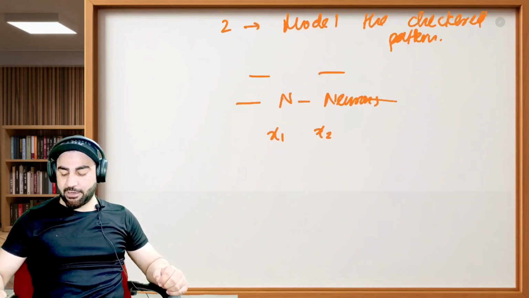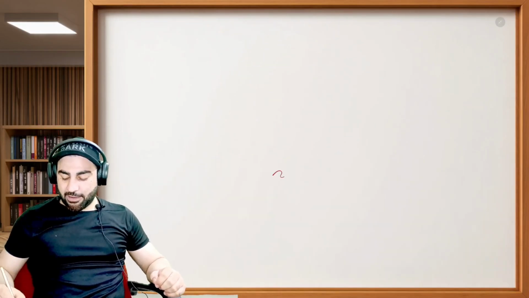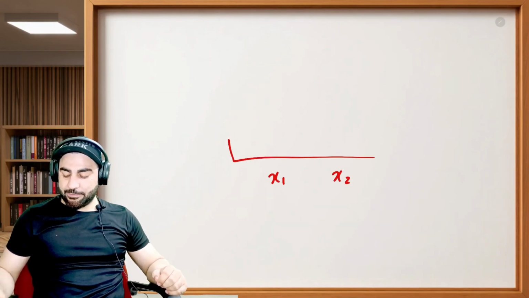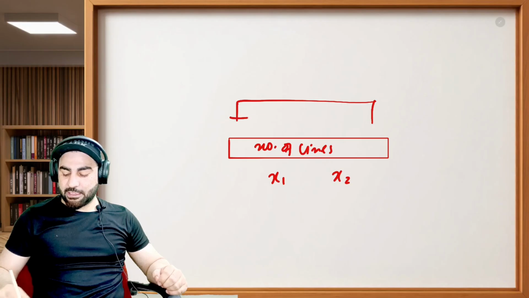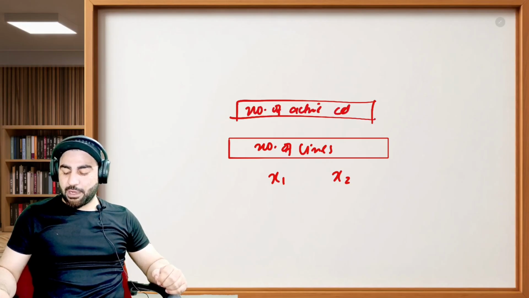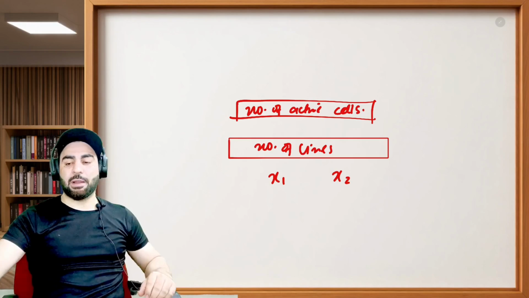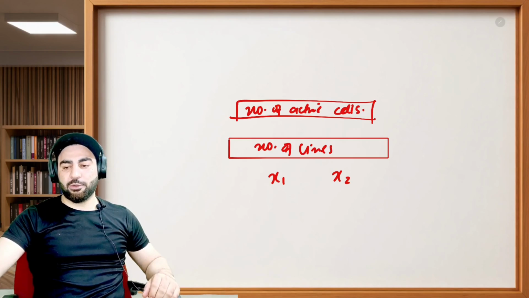The first layer will have a number of lines. So you'll have x1 as input, x2 as input, and then the first layer. What will the first layer contain? The number of lines, if you see this checker. And the second layer will contain the number of active cells. By active cells I mean wherever you see this pattern, wherever you see this orange.